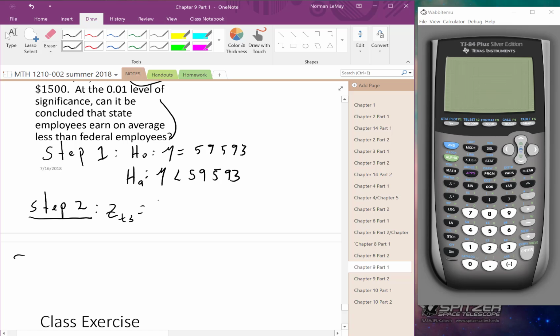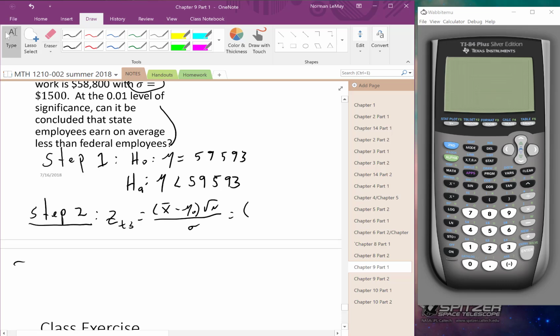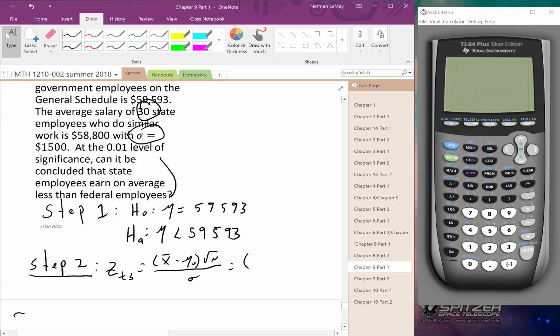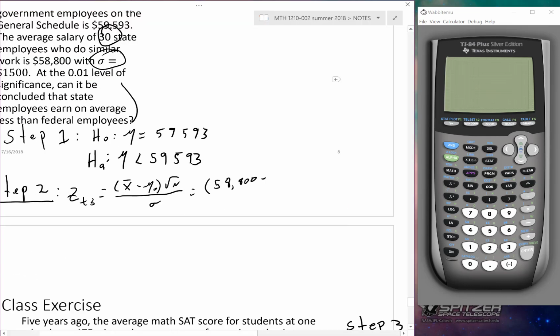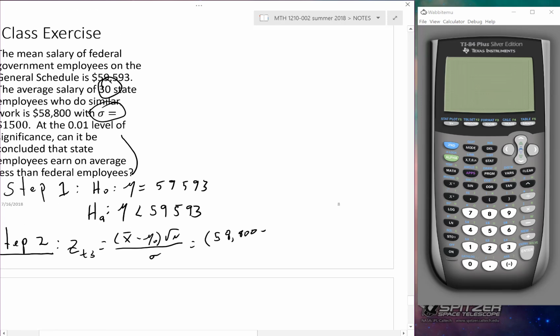So the z-test statistic is in the form x bar minus mu under the null times the square root of n divided by sigma. So here we're going to get x bar, which came out to be 58,800, minus mu under the null hypothesis, and mu under the null hypothesis is 59,593, divided by the square root of 30 divided by sigma, which we are told is 1,500.